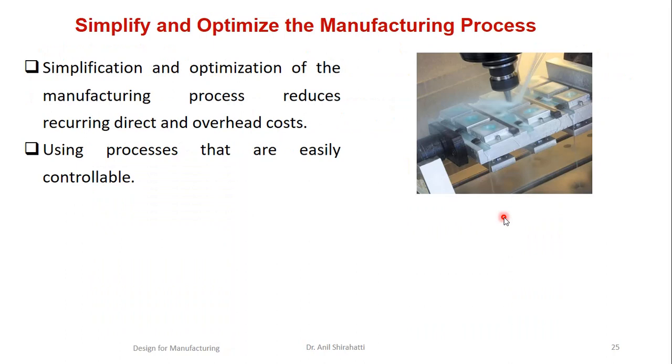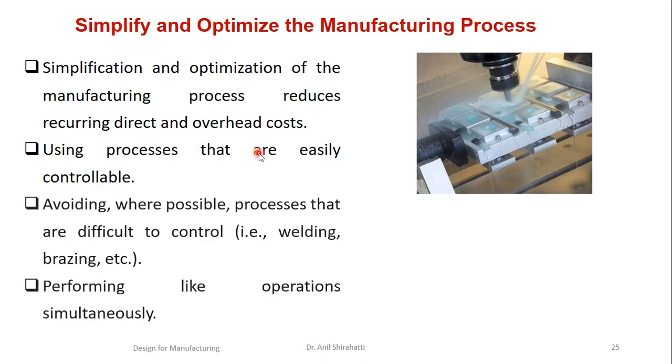Next is simplify and optimize the manufacturing process. Simplification and optimization of the manufacturing process reduces the recurring direct and overhead cost. Use processes that are easily controllable. Avoid where possible processes that are difficult to control, and perform like operations simultaneously. So this is a simple operation done on a vertical milling machine.